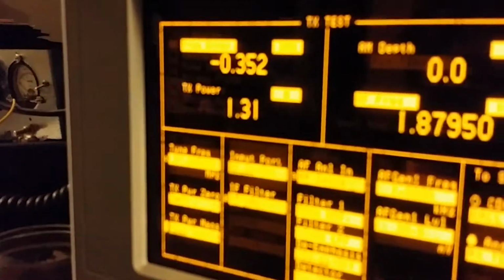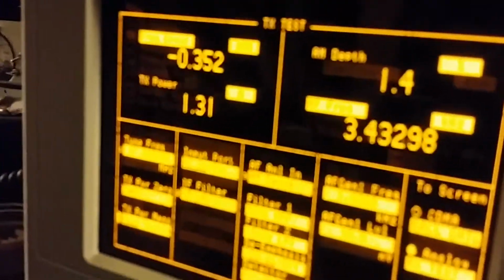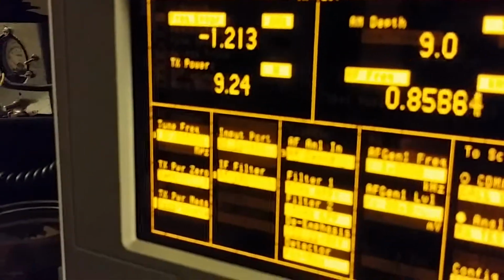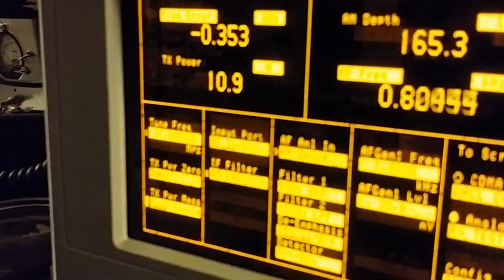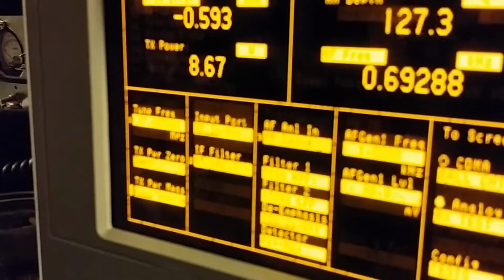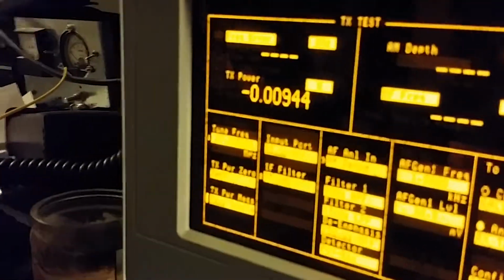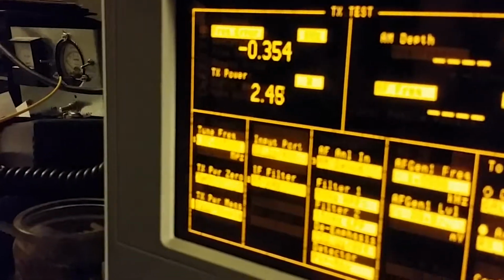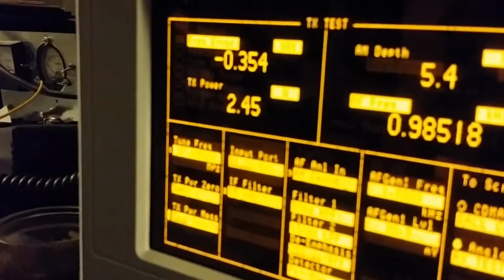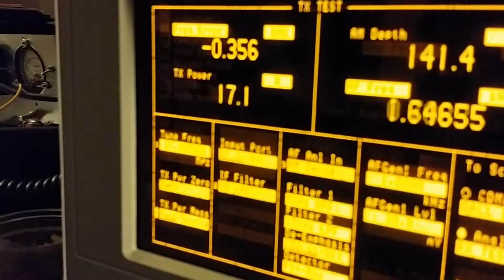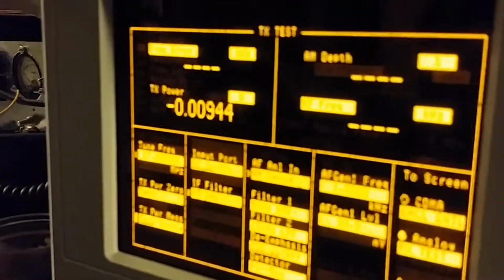Over here on low, that I didn't adjust at all. Keying up at about a little over 1.25. All right, swinging up to about 8. Here's medium. Just under 3 watts. Swinging up to about 15.